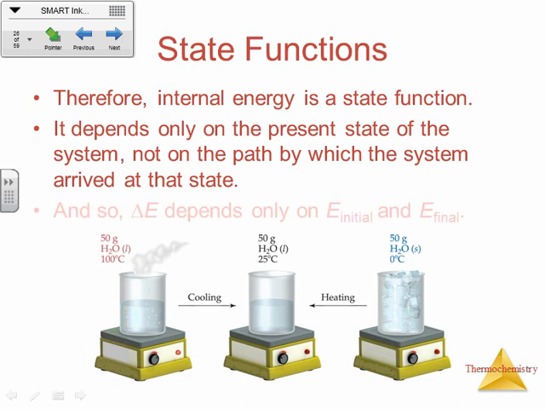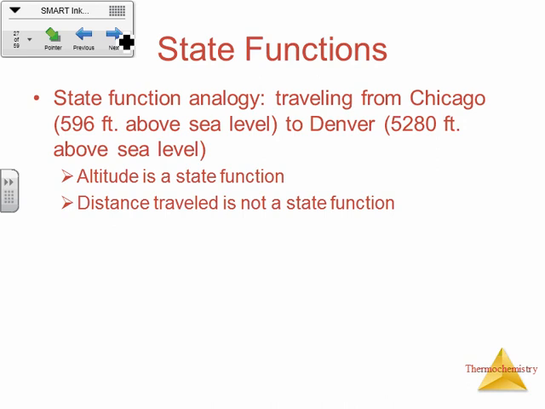Now, let me give you an example of this that sort of helps me. What this means here is delta E, you can find that using the final and the initial energy, and it doesn't matter what detours it may have taken along the way to get there, okay? And so that's why that's actually a fairly simple thing to find. Okay, so here's the analogy. If you're going from Chicago to Denver, Chicago has an elevation of 596 feet above sea level. Denver has an elevation of 5,280 feet above sea level, okay?